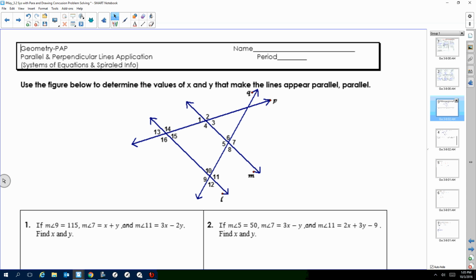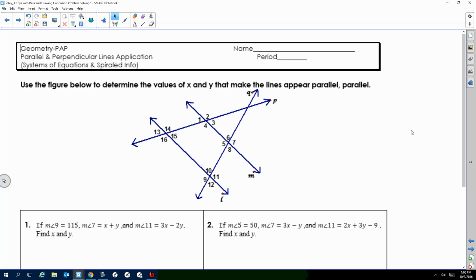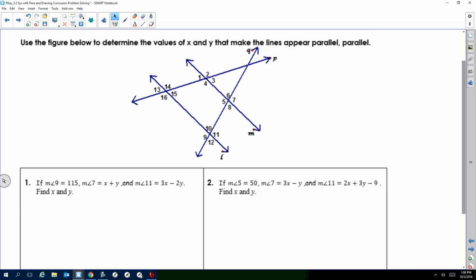All right, so on this side, real quick, I'm going to check off your understanding of angle types formed by a transversal and how to problem solve them. So this is on the other side, correct? Okay, now it says at the very top that you're going to have to determine the values of x and y to make the lines appear parallel. So which lines are we going to use as parallel in our diagram?